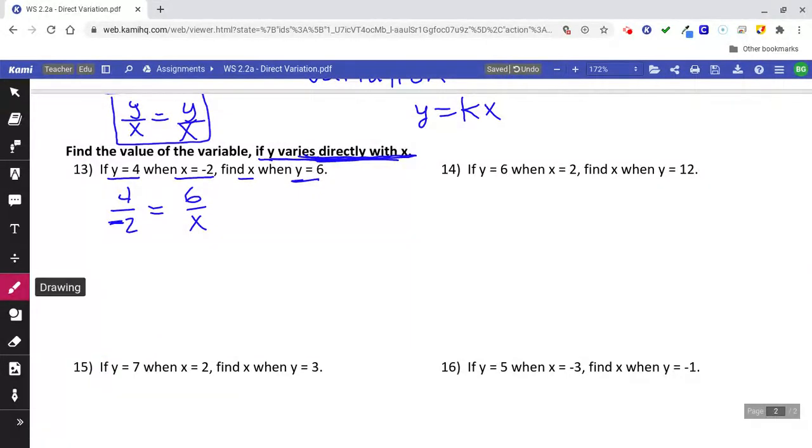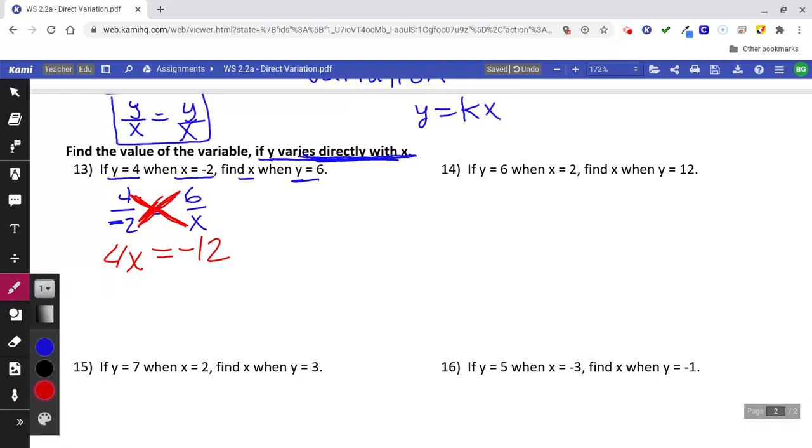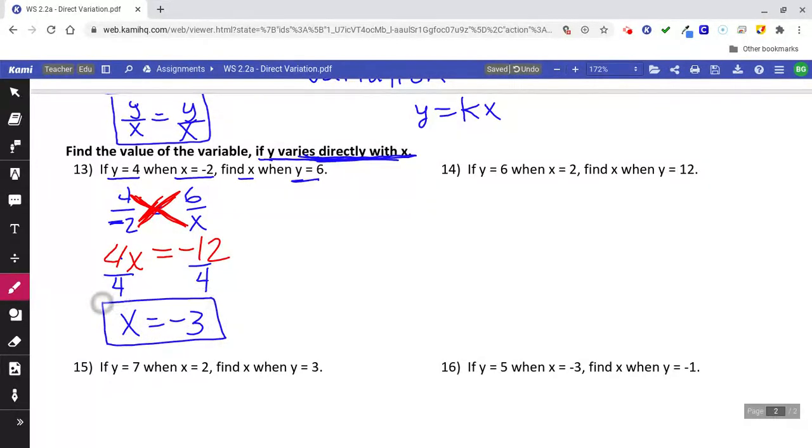And then I'm going to solve that proportion. Hopefully you remember cross multiplication. I think that's the fastest way to solve proportions. 4 times x, 4x, equals negative 2 times 6 is negative 12. So we've got that simple equation, and we're going to ISO the variable. So to get the x by itself, I see times 4, so we're going to divide both sides by 4. X equals negative 3. There are other ways to do this problem, but I think this is probably the easiest way to do this problem.